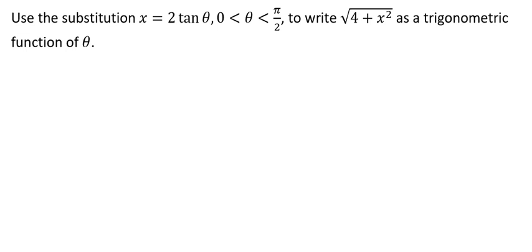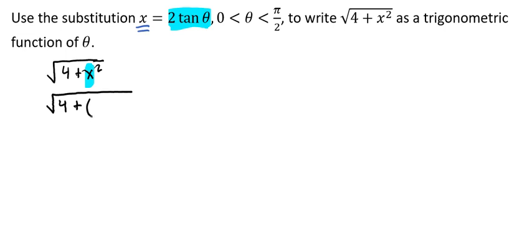So what we're going to begin by doing is writing our problem. So the square root of 4 plus x squared. Now we know what x equals because we were told that x equals 2 times the tangent of theta. So we're going to plug that in. So we're going to have the square root of 4 plus 2 times the tangent of theta squared. There we go. Then we're going to go ahead and distribute that square. So we're going to have 4 plus 4 times tangent squared of theta.